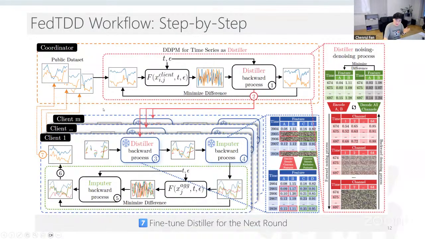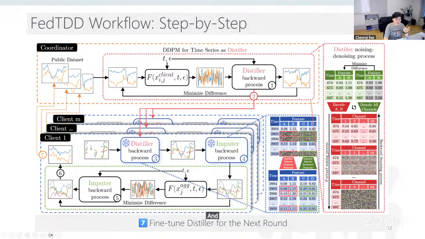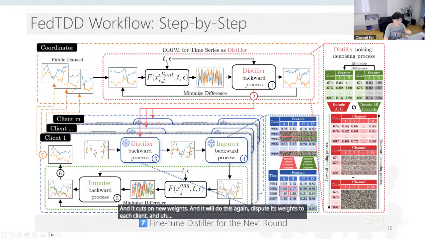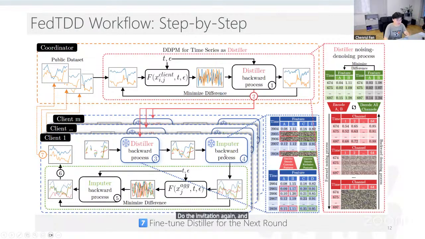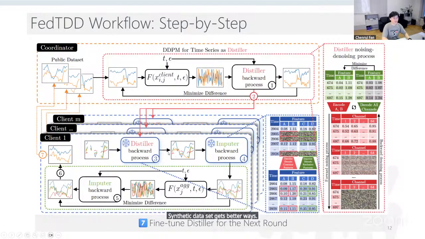Then we have a new public dataset right after one round. In the next round, the distiller will fine-tune on this dataset and get new weights. It will do this again, distribute its weights to each client, and do the imputation again. The imputer will also do the imputation and train on the new synthetic dataset, getting better weights. So that's all about our structure.